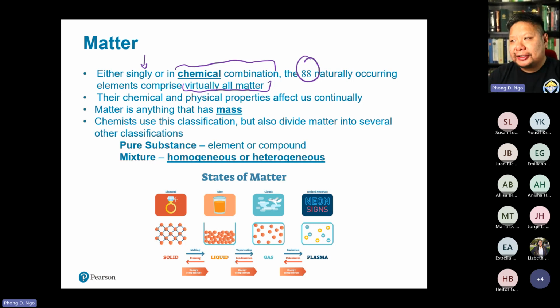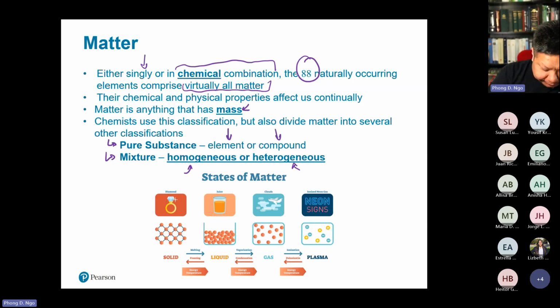Their chemical and physical properties affect us continuously. Again, matter is anything that has mass and takes up space, and we classify matter as either pure substances or mixtures. If you're a pure substance, you're either an element or a compound, and if you're a mixture, you're either a homogeneous mixture or a heterogeneous mixture. We'll talk about what those are in a second.